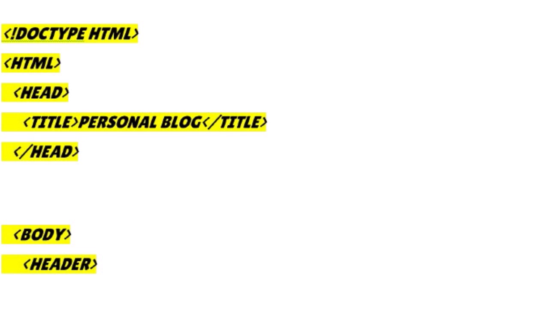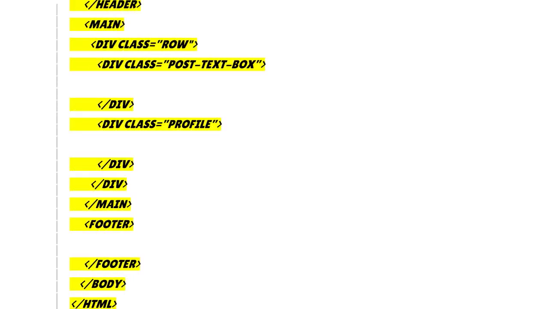So the first part, you have the tag that starts with doctype HTML and actually closes with header. Next, you have a slash header, and then you have div class post text box. Next, you have div and div class profile. The fourth one, div and footer. And finally, you have footer, and then you have close tag HTML.